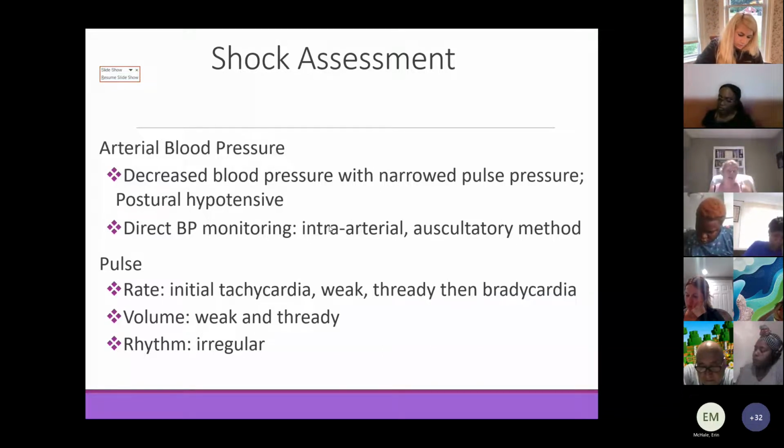So we can monitor their blood pressure by putting a cuff on them and then just recirculating it, or we can do intra-arterial, and that definitely has to be done in the ICU.